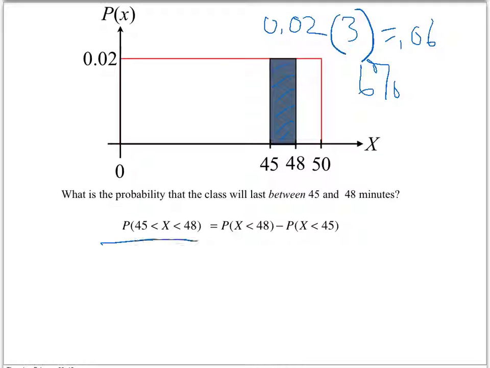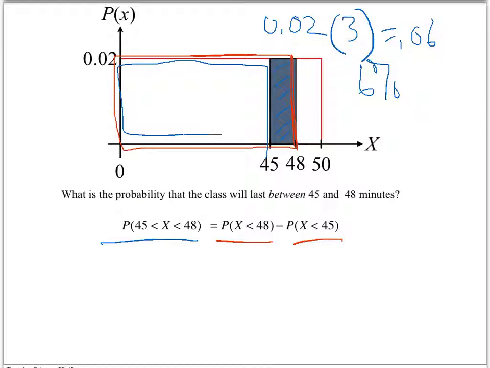You could also calculate it this way. The probability that x is between 45 and 48 you can find by calculating the probability that the variable is less than 48, which means that you're calculating the area of this rectangle, and then subtracting from that the probability that the class will be less than 45, which means you're finding the area of this rectangle and subtracting it. And that leaves you with this rectangle right here.